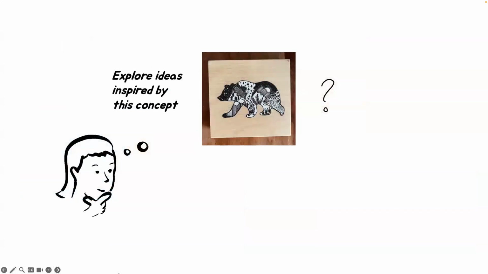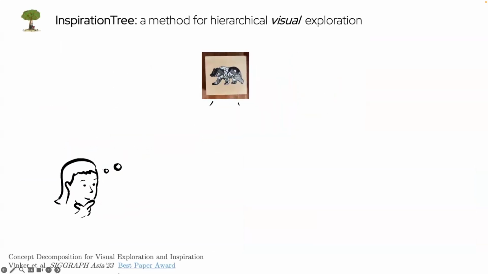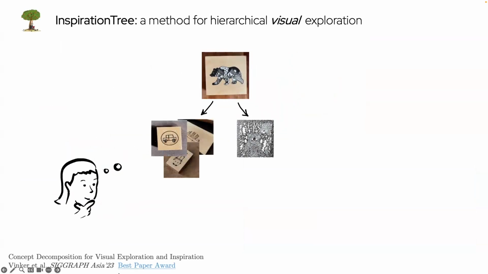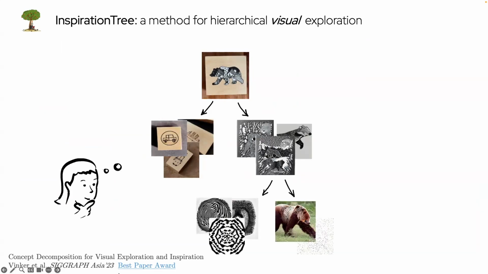So let's assume we have some image of some concept, some objects that we like, that inspires us. Maybe I like the drawing and I want to start exploring. I don't know what I want to create yet. So in our work, the inspiration tree, because it provides a tree, we provide an automatic method to support this kind of more exploratory processes.